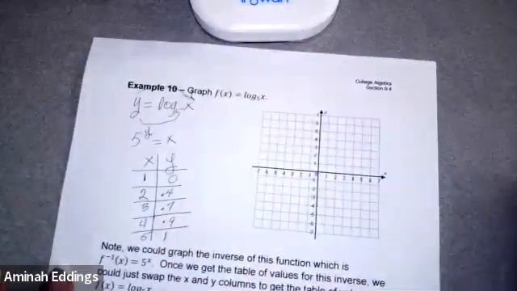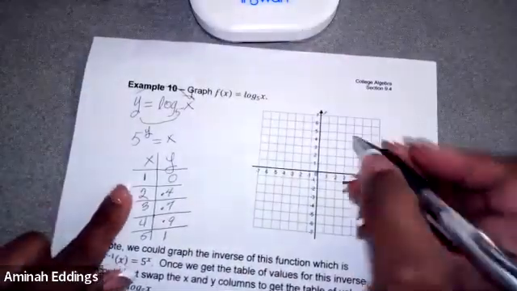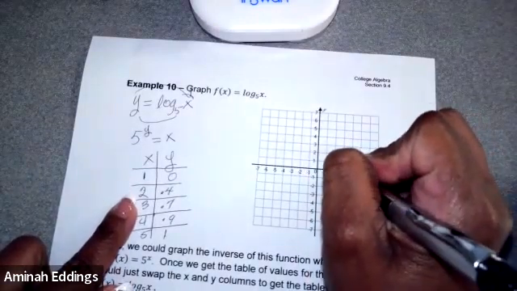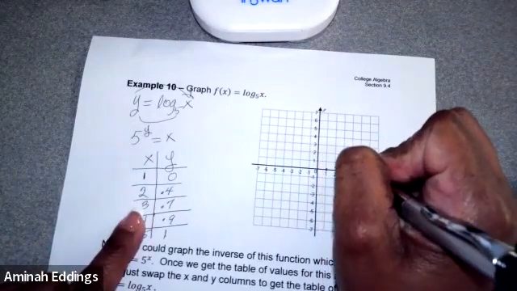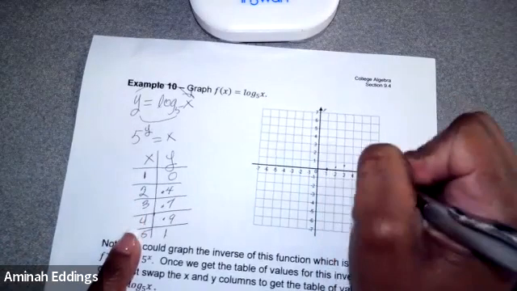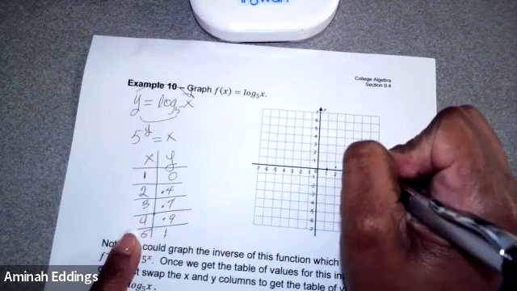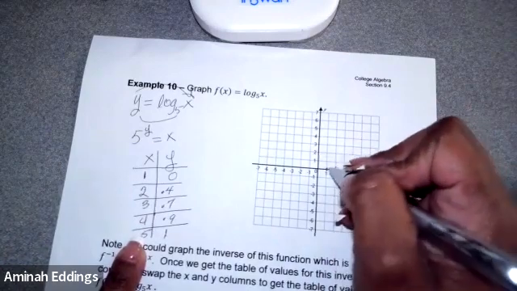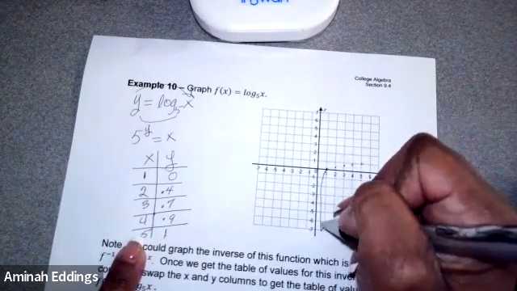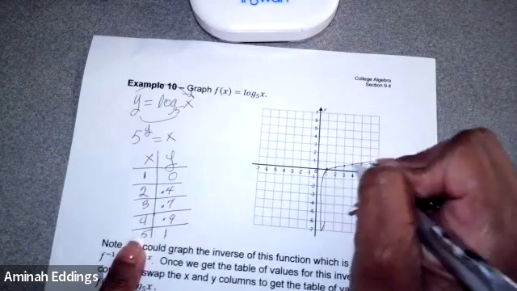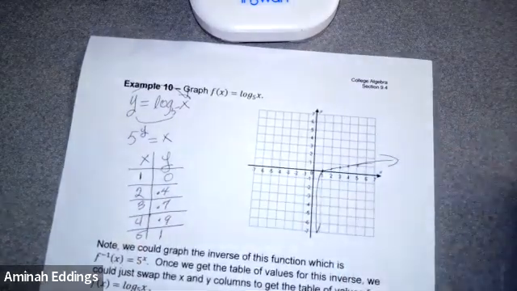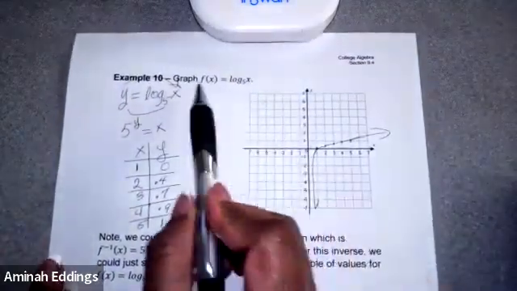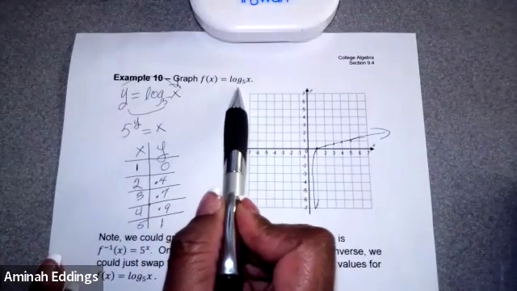If I plot these, we have 1, 0, 2, 0.4, 3, 0.7, 4, 0.9, and then 5, 1. I still have my asymptote there, but my graph is going to do that. So this is our graph for the logarithmic function, y is equal to log base 5 of x.